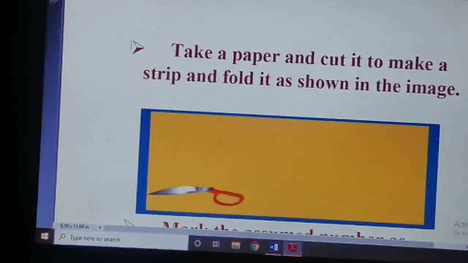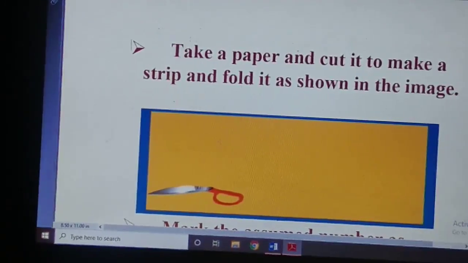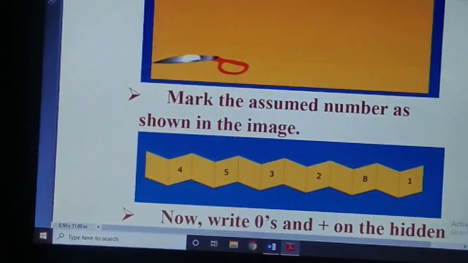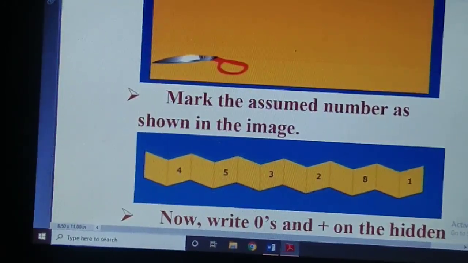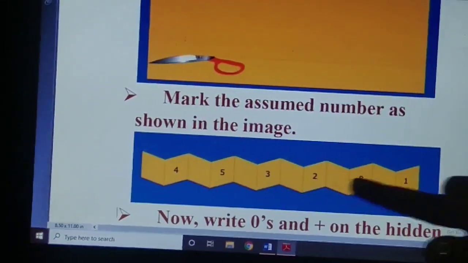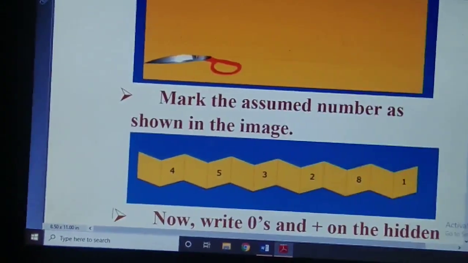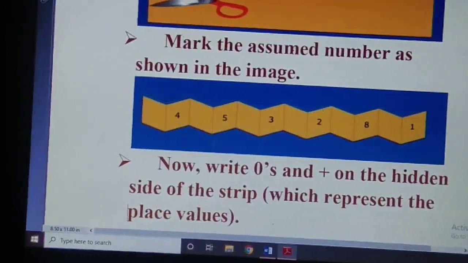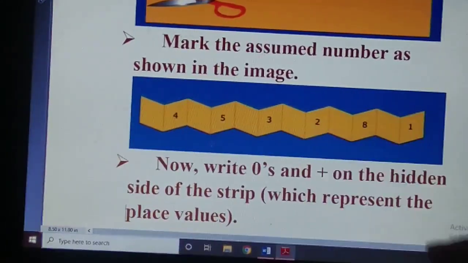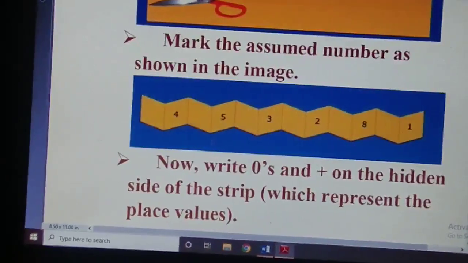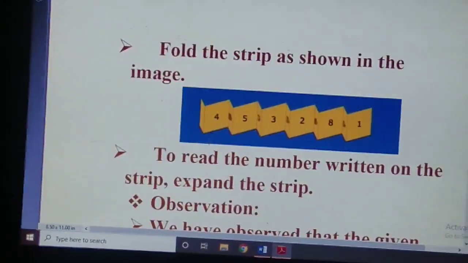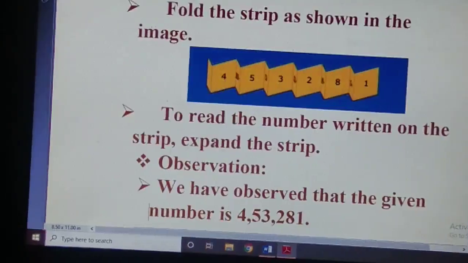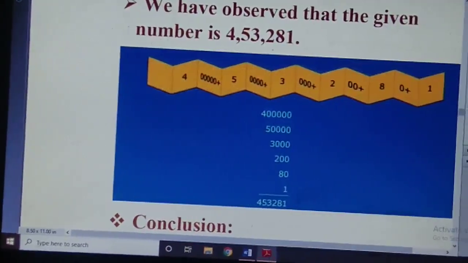Now take a paper and cut it to make a strip and fold it as shown in the image. You have to cut like this. After that, write the assumed number as shown in the image: 453281. Leave one block. Now write zeros on the hidden side of the strip, you can see here. And fold the strips as shown in the image. To read the number, take the written strips and expand them. See here.